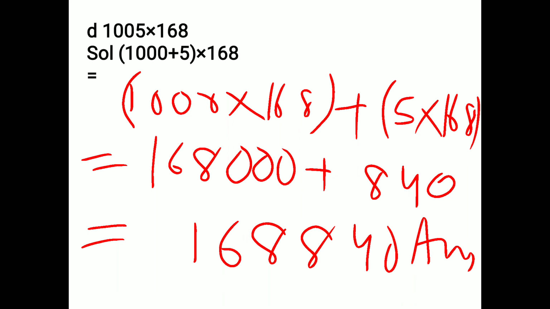Like this manner we do question number 3 and 4, meaning distributive property. In the distributive property, A into B plus A into C is equal to A into bracket B plus C. Clear? So on the basis of this formula, we do question number 3 and 4.